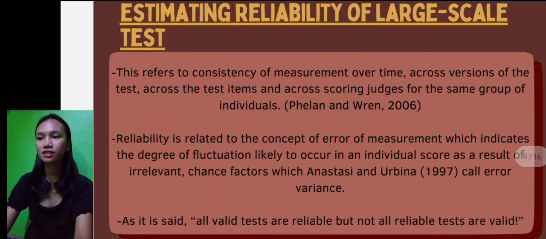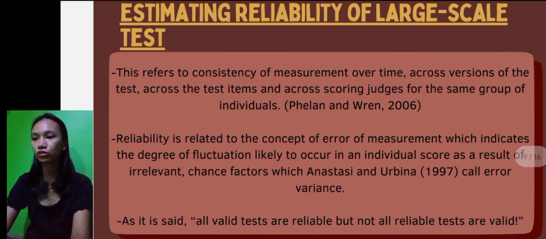Okay, so we can move to estimating reliability of large-scale tests. Another challenge for large-scale tests is their reliability, to show that they can produce stable and consistent results. This refers to consistency of measurement over time, across versions of the test, across the test items, and across scoring judges for the same group of individuals, according to Phelan and Wren 2006. The test produces stable and consistent results, free from random errors or fluctuations across different conditions or situations.